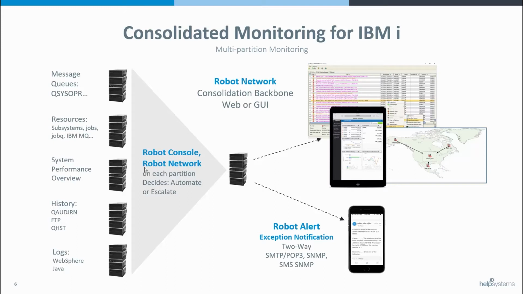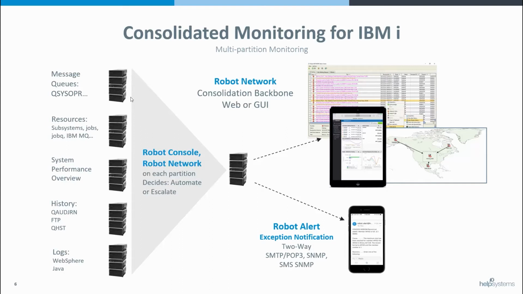Robot Console is installed on each one of your IBM i partitions if you're in a multi-partition environment. Each instance of Robot Console can automate messages and can escalate messages to the outside world via Robot Alert. However, if you're in a multi-partition environment, you can also include Robot Network in your environment. Like Robot Console, Robot Network is installed native on each IBM i partition, and it's used as the consolidation backbone for your Robot Console monitoring. And here's how it works.